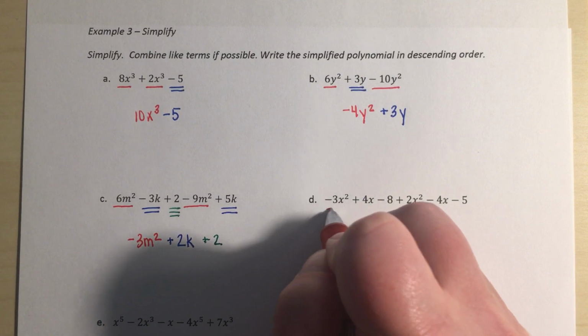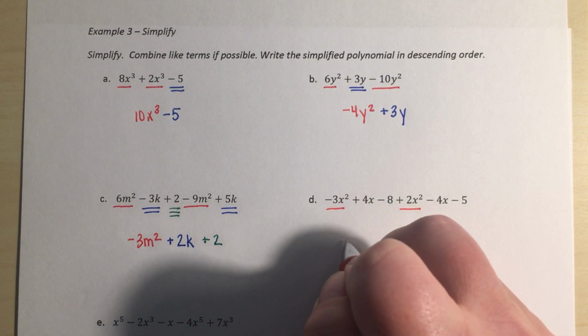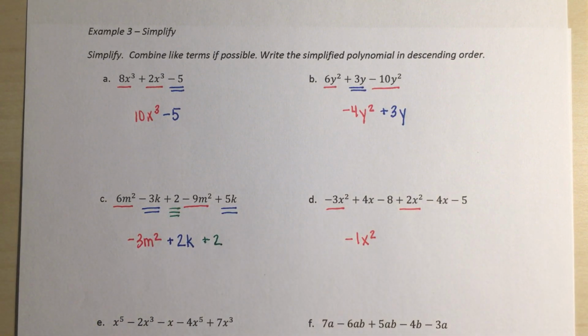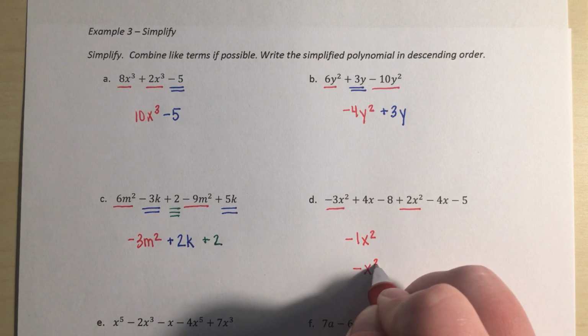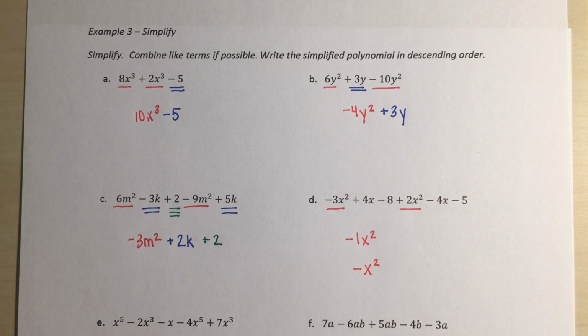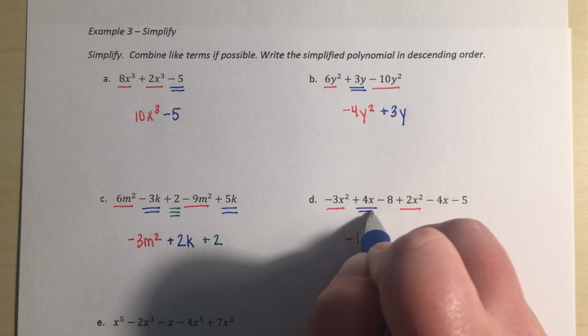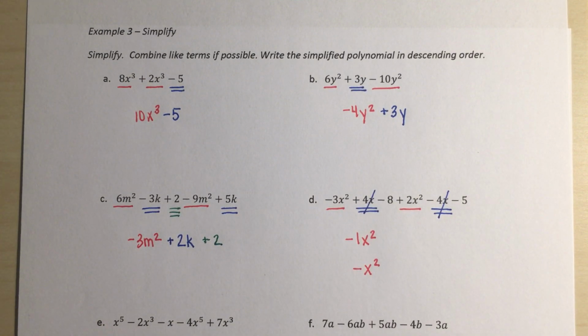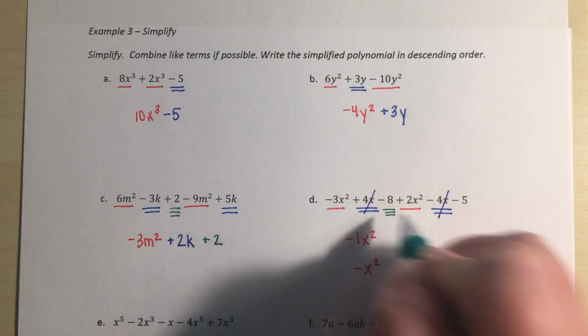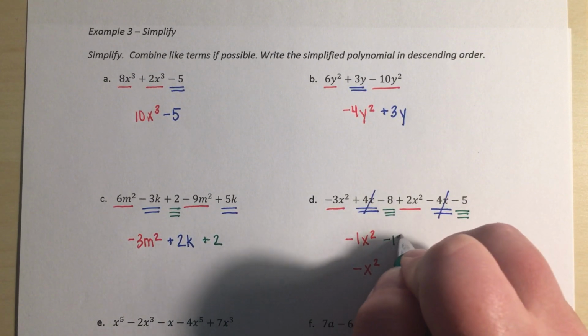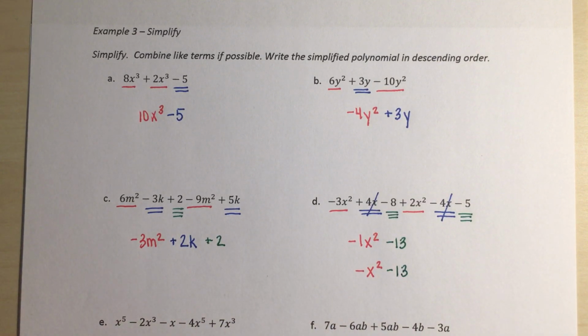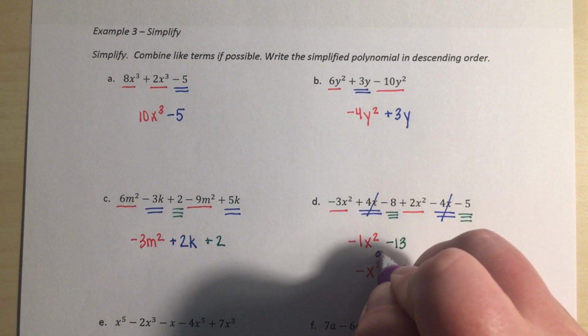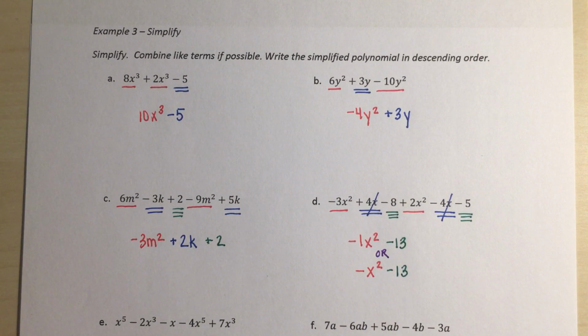For D, we have a -3x squared and a positive 2x squared. Different signs, so we subtract. We get -1x squared. It's up to you. You can write that 1 in there, or you could just leave it out. We could also write just a -x squared. Either of those would be fine. We have a positive 4x and a -4x. These are just going to cancel each other out. We have a -8 and a -5. Same sign, so we add. So we have two alternate ways of writing our answer. We could write it as -1x squared minus 13, or we could drop that invisible 1 as a coefficient and write -x squared minus 13. Either one would be a correct answer.